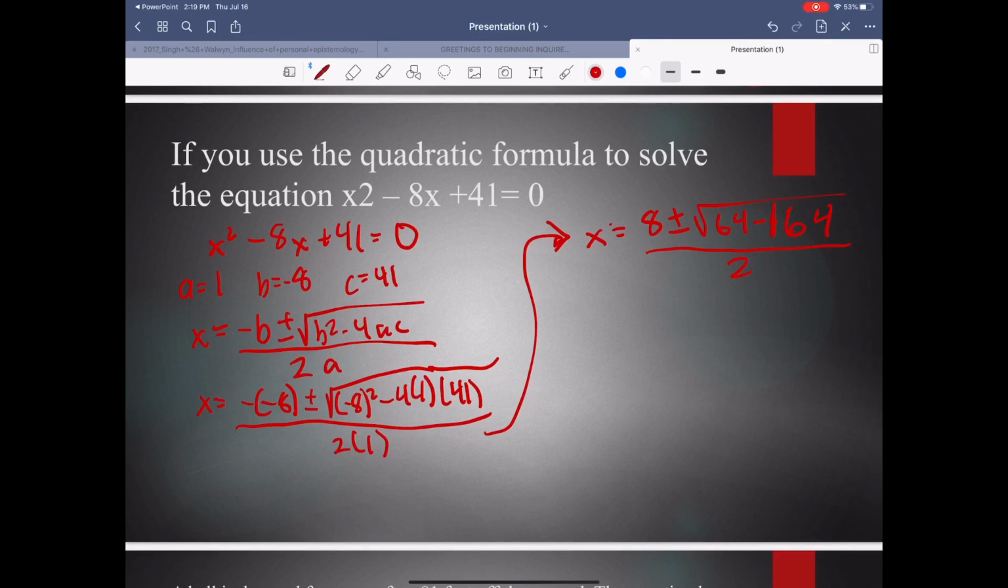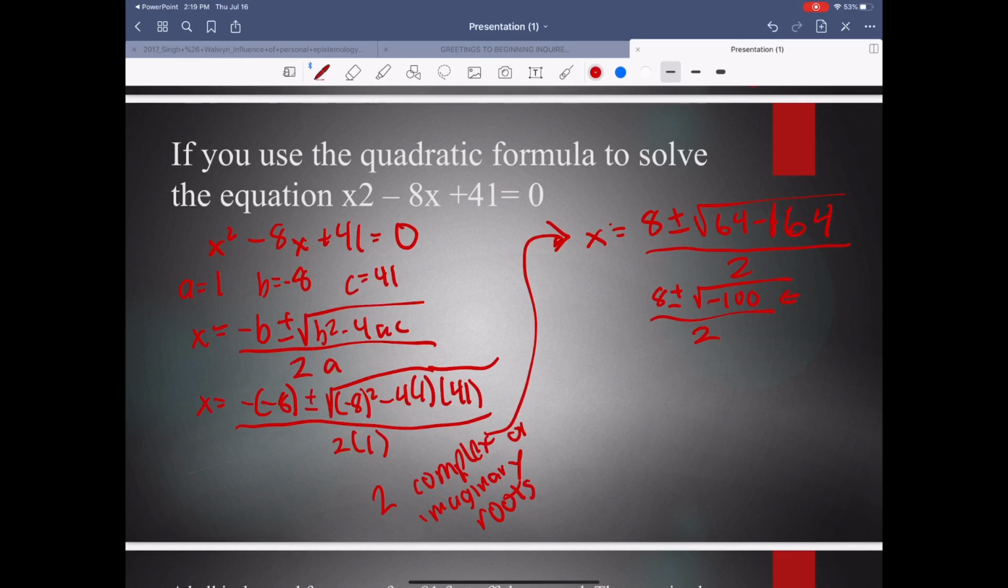Now I could go ahead and start simplifying. So I got 8 plus or minus the square root of -100 in here, divided by 2. So you notice this number right here is negative, so that means I have 2 complex or imaginary roots since it's negative.